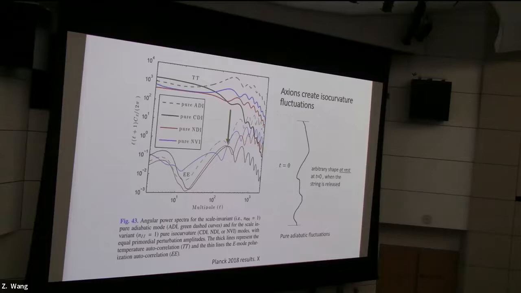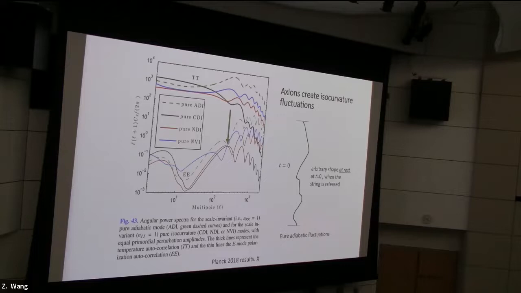So the standard prediction is in the dashed line. And any additional component during inflation, for example, if you had an axion during inflation, you kind of smear out the peaks and troughs of the EE spectrum and TT, but much more pronounced in EE. And the BICEP series of experiments can measure EE much better. And then Planck already did.